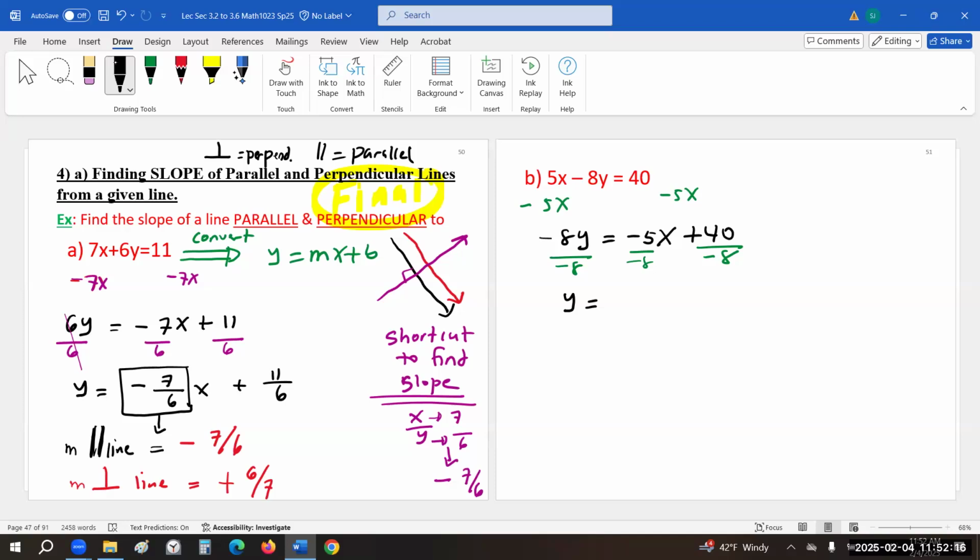That means you have a double negative. What happens to the double negative? Positive. So it's positive 5 over 8 x minus 5. Perfect. So what does it mean? What is the slope of the parallel line?